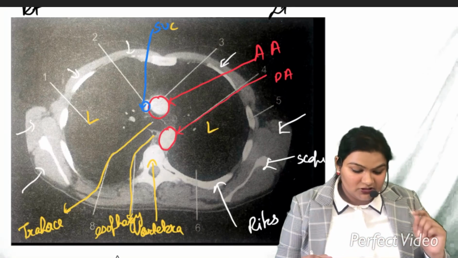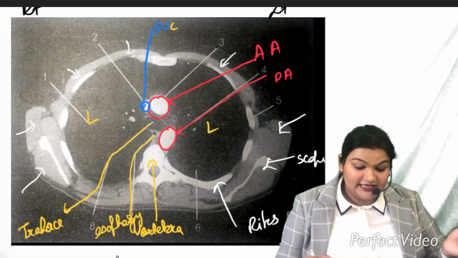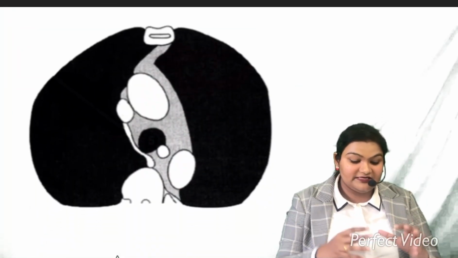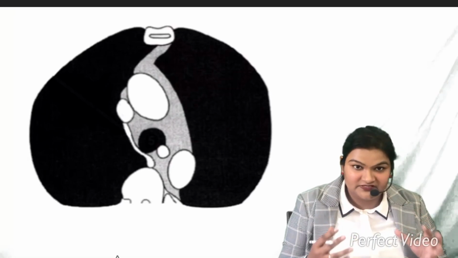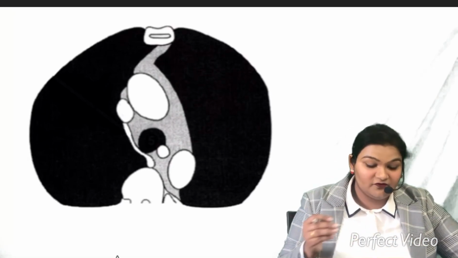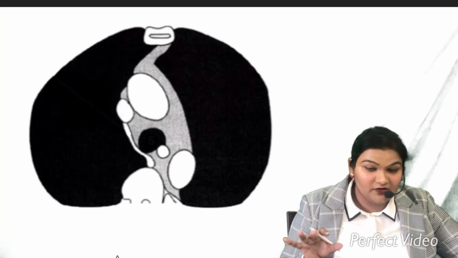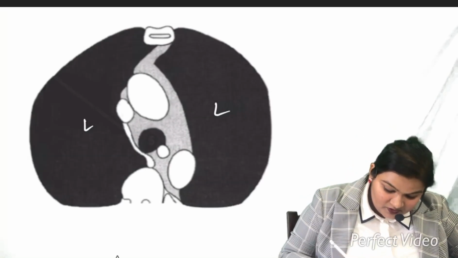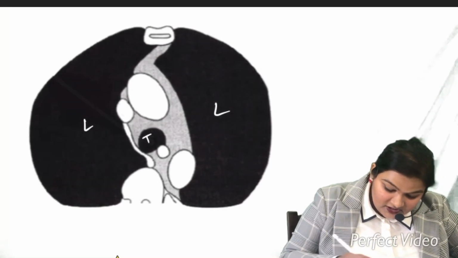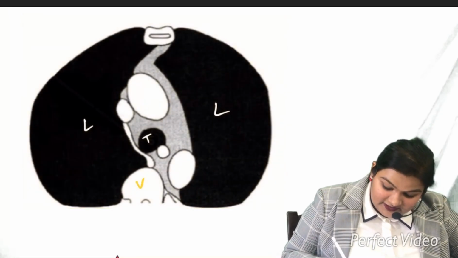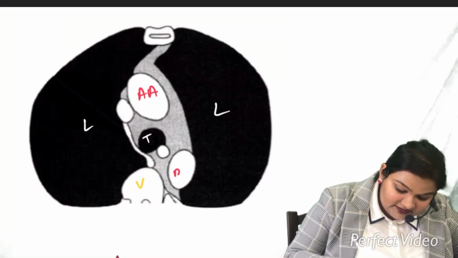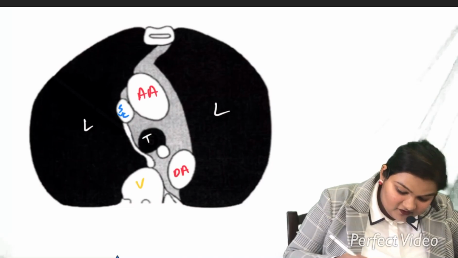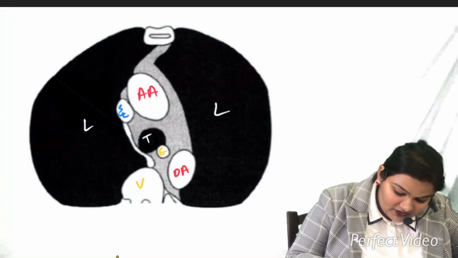One more structure is remaining and I want to show it, so we are going towards the other scan. This scan is more clear, or you can say it is a diagrammatic representation of a scan. In this I have removed all of the ribs, musculature, scapula, all of the surrounding muscles. So what are we left with? We are left with the lungs, right? We are left with the trachea. This is our vertebrae. This is our ascending aorta. This is our descending aorta. This is our superior vena cava, and this is our esophagus.